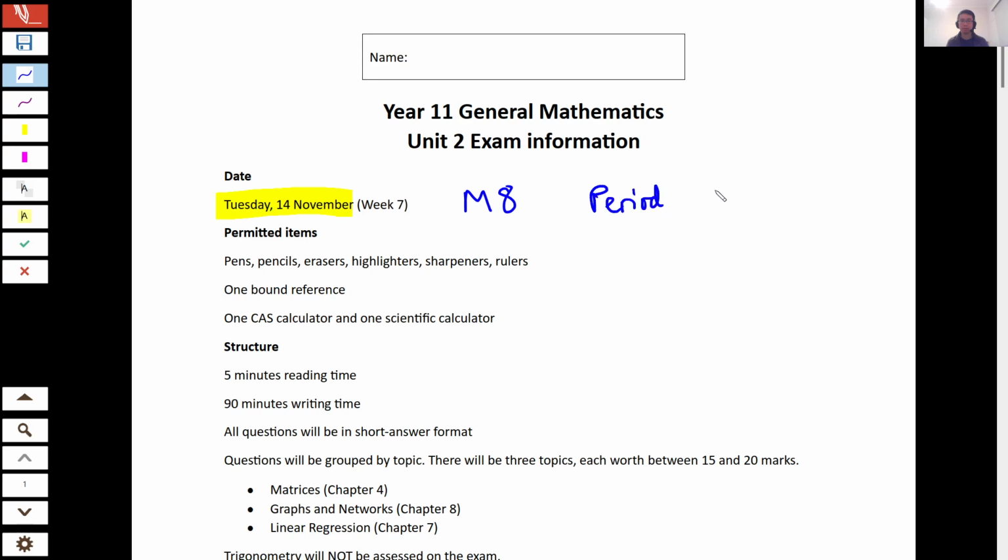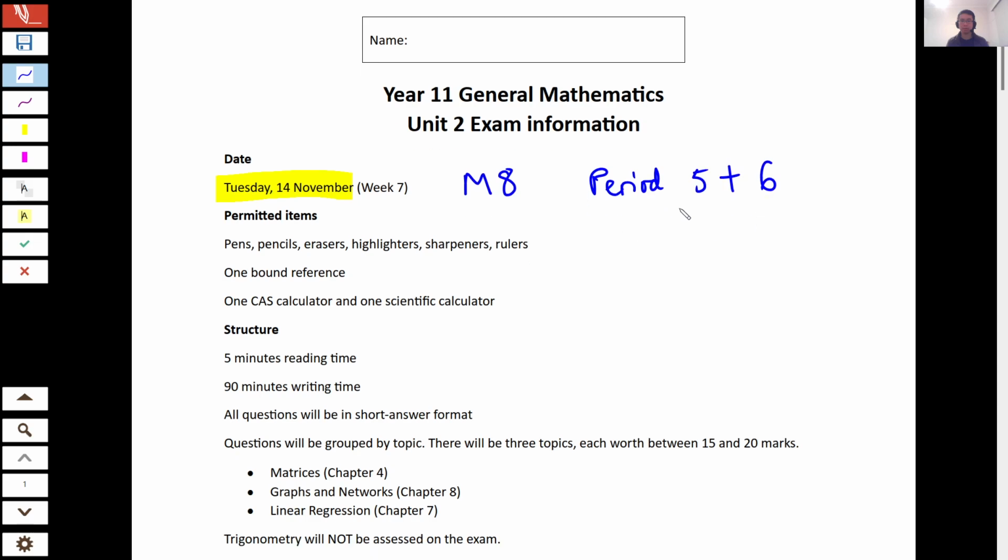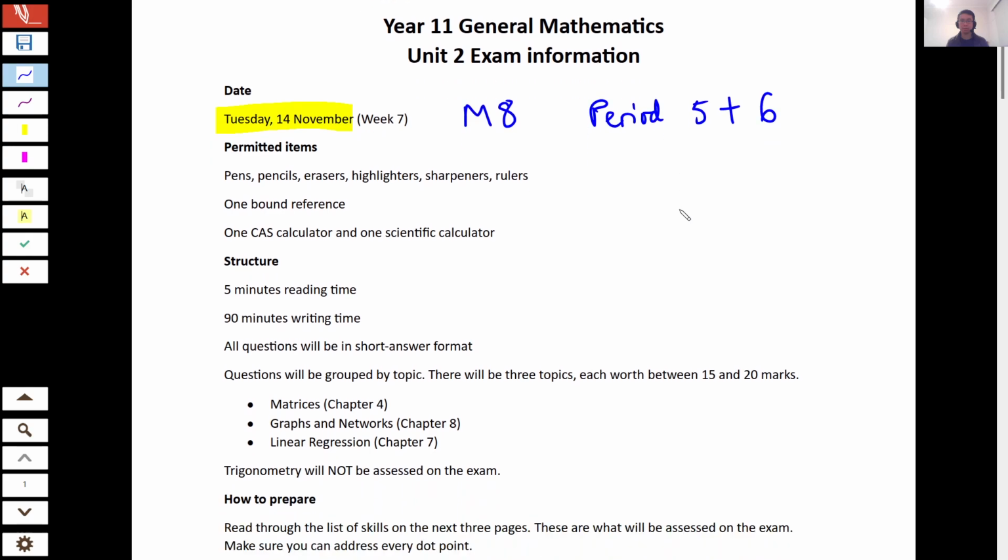And the reason why we're not in the exam hall, as we normally would be, is because there's a Year 12 exam happening on the day at this time. You are allowed to bring in both a CAS calculator and a scientific calculator, and I recommend that you do that next year. It doesn't matter so much this year, but definitely next year you need both.